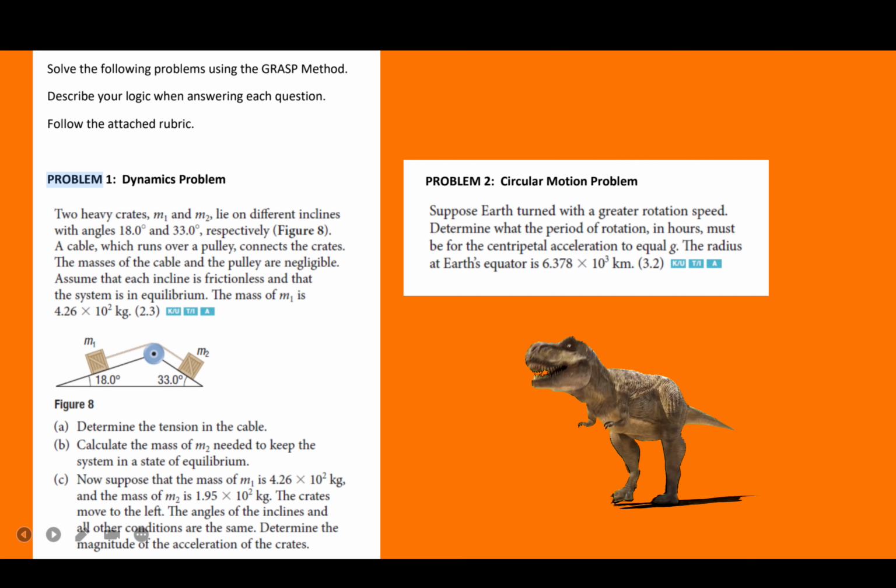There we have two heavy crates, M1 and M2, lying on different inclines with angles 18 degrees and 33 degrees, respectively. A cable, which runs over a pulley, connects the crates. The masses of the cable and the pulley are negligible. Assume that each incline is frictionless and that the system is in equilibrium. The mass of M1 is 426 kilograms.